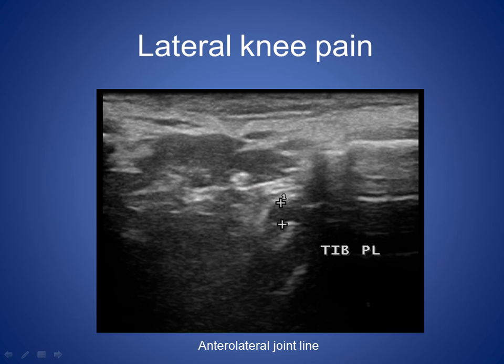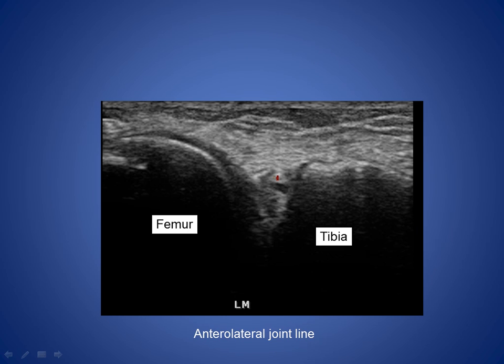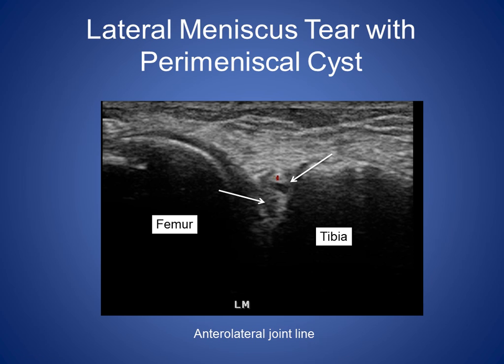Here's a patient provided by Dr. Fajardo. Patient with lateral knee pain. In the anterolateral joint line, you have this hypoechoic structure, which is demarcated by calipers. Deep to that, the normal echogenic meniscus is abnormal. It looks like it has a defect in it. This is a lateral meniscus tear with a perimeniscal cyst.